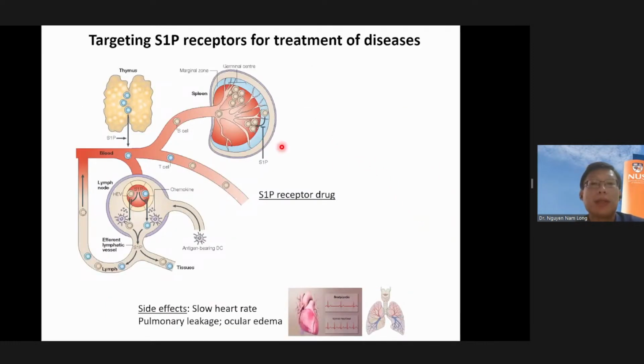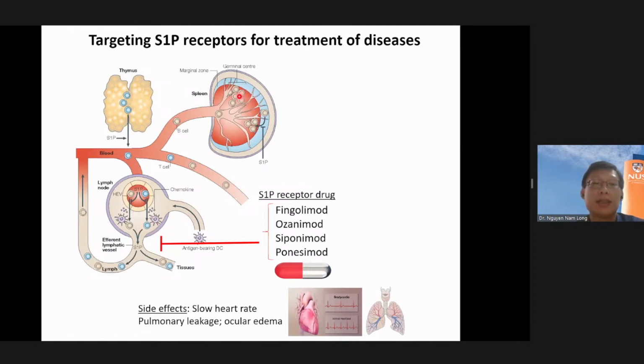So S1P signaling pathways have been identified for a couple of decades now, and there are a couple of drugs that have been developed for the treatment of disease, in this case, inflammatory diseases. Essentially, these drugs like fingolimod or siponimod or the others target S1P receptor in the lymphocytes. Lymphocytes reside in the lymphoid organs, for example, the lymph nodes or the thymus.